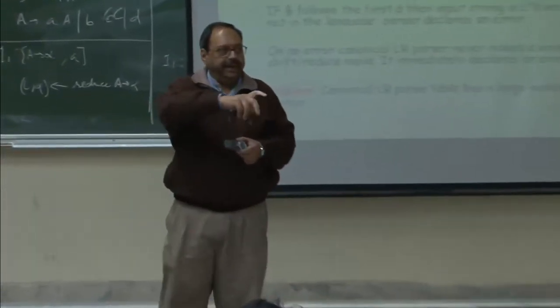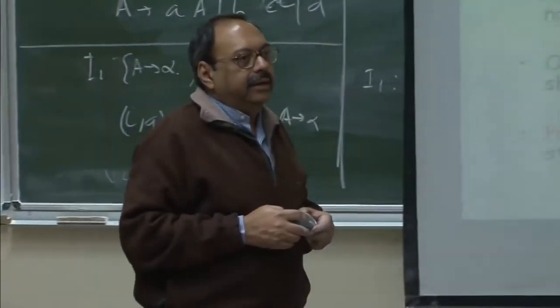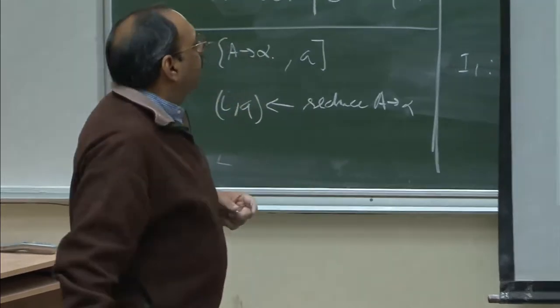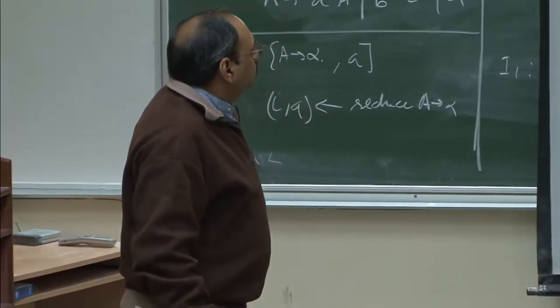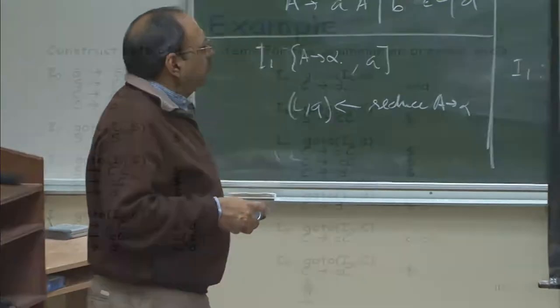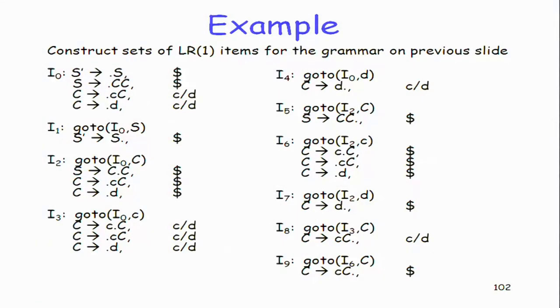So let me give a slightly more clear and technical notation to what you are saying. If I consider all my LR1 items, let me go back to the set of LR1 items. Look at some of the LR1 items. Look at 4. 4 has C going to D dot on a look ahead of C D. And 7 has C going to D dot on dollar. Now, when I say this is an LR1 item, this is the kernel of the LR1 item, which is basically an LR0 item, and it has a look ahead.